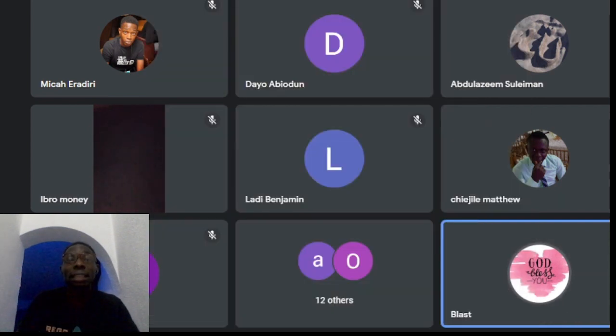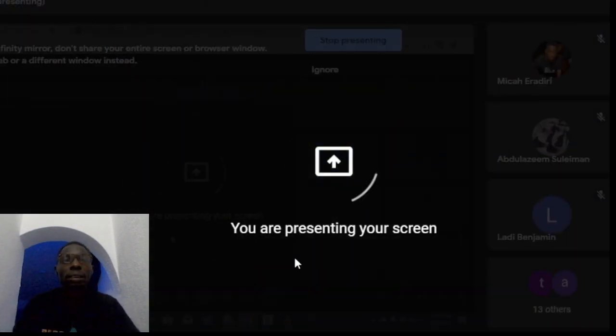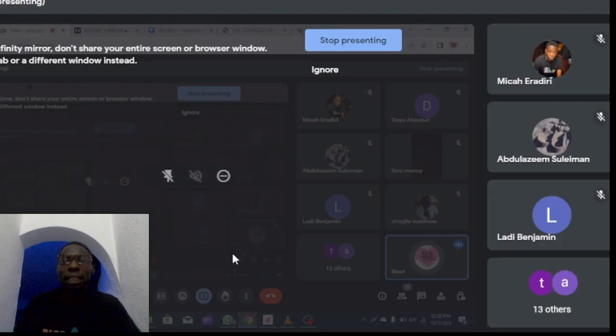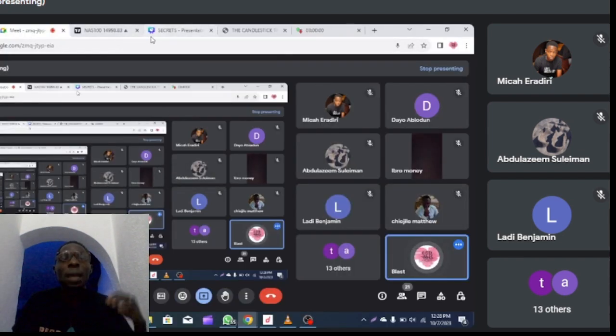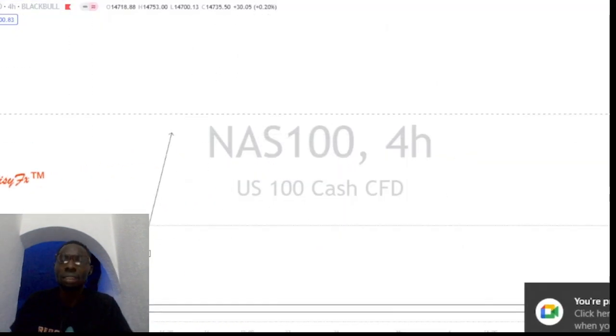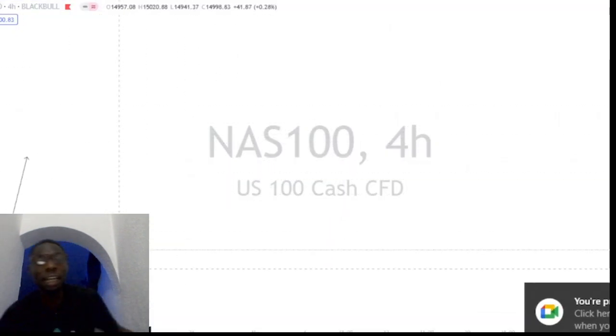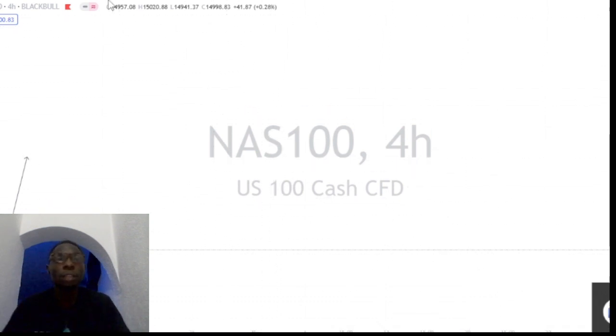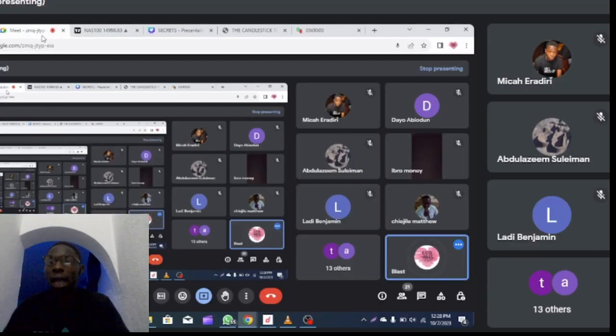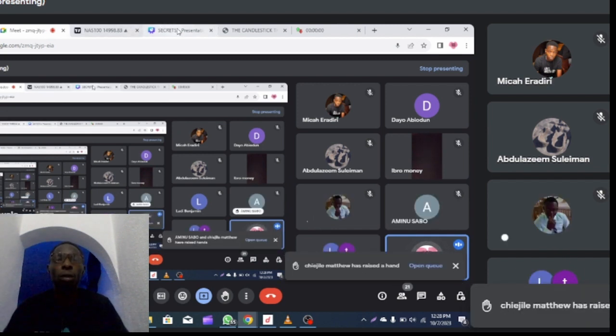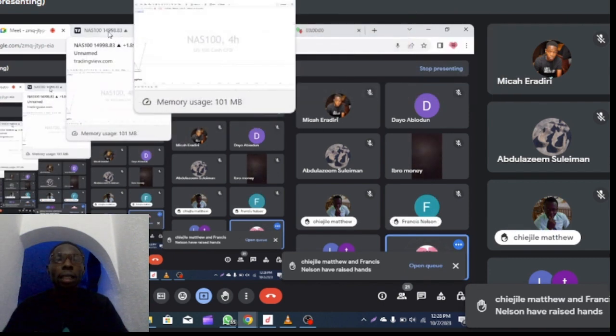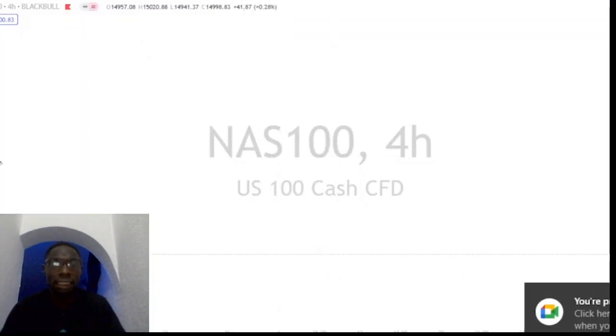I want to show my entire screen because I'll be moving between different slides. I believe you can see my screen here. Let me give you a brief explanation of how the candlestick comes to be. I believe you can see my whiteboard now. Can you see my whiteboard? Let me see your thumbs up. I want to be sure that you are following me. Okay, thank you.